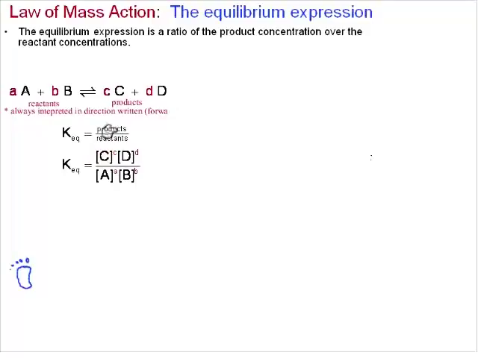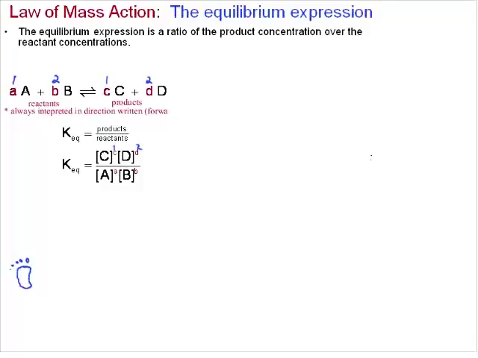Now this little c here comes from the balanced coefficient that would be in front of this equation. So for instance, if this equation was balanced 1, 2, 1, 2 like that, then the c would be replaced by a 1 and the d would be replaced by a 2, indicating that it would be the concentration of c to the power of 1 and the concentration of product d to the power 2.